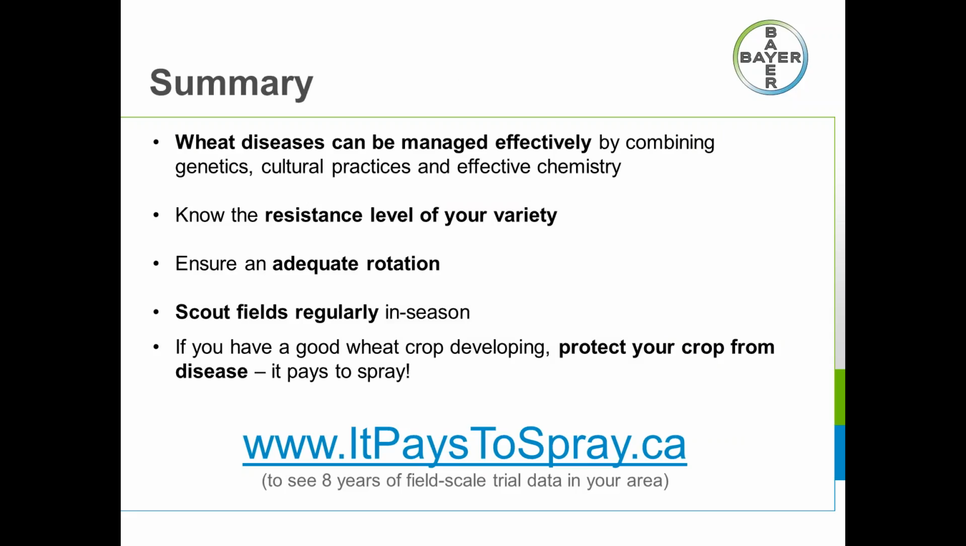So the summary for wheat disease is that they can be managed effectively, but it's a good idea to combine your tactics. Look at your resistance levels in the varieties that you're considering, cultural practices such as rotation, straw management, as well as using effective chemistry, which helps manage disease in a given year and can also reduce inoculum in subsequent years.